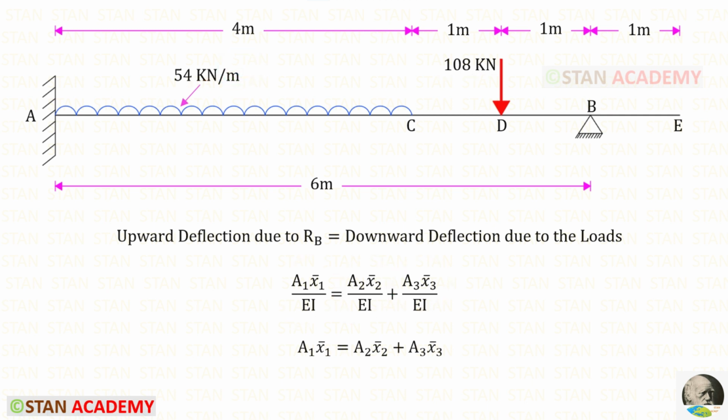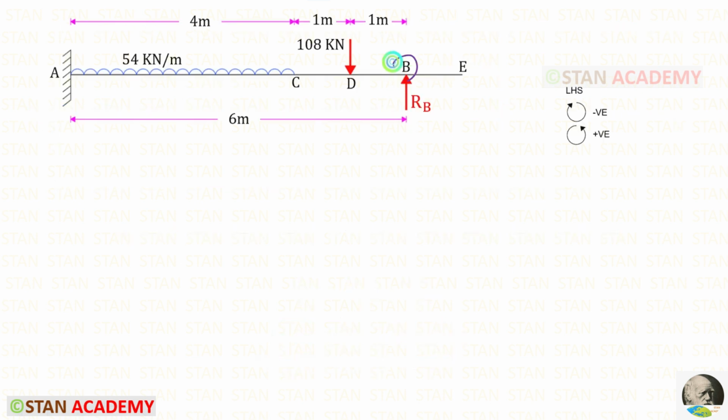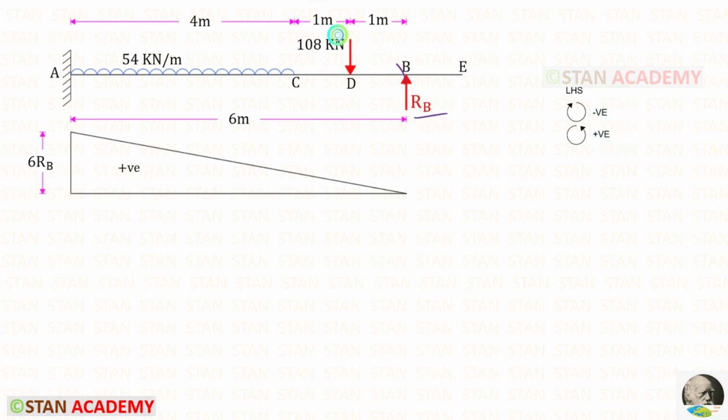We know that in this beam EI is constant. We can eliminate that so that we will get this. Now from the point B and about the point A, we are going to find the moments and then draw the bending moment diagrams. In this case, we have to follow left-hand side rule. Clockwise will be negative and anti-clockwise will be positive. RB is acting in the anti-clockwise direction, so that it will be positive, and the distance is 6. 6 into RB, it will be 6RB.